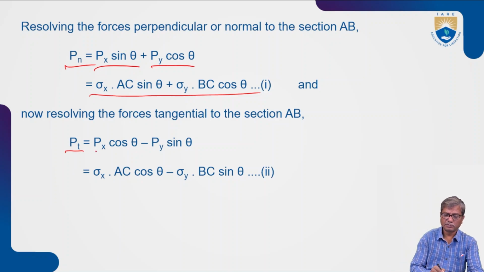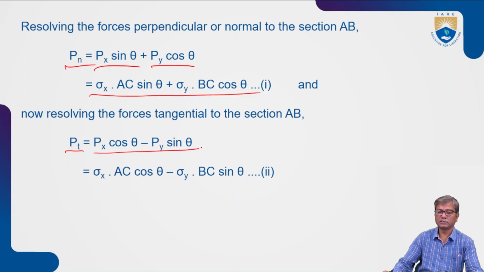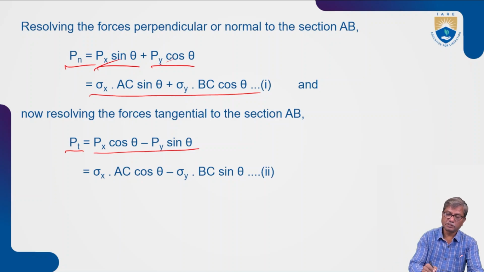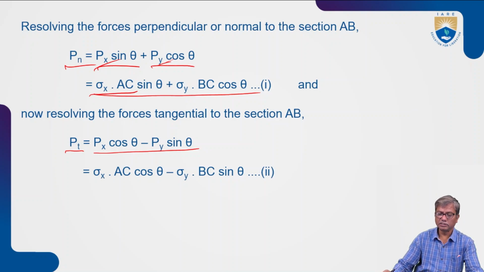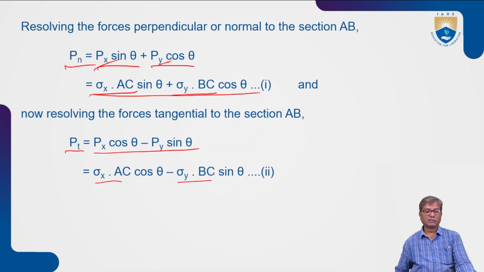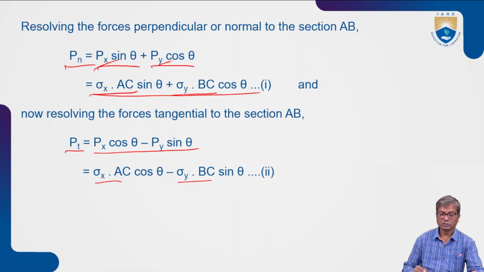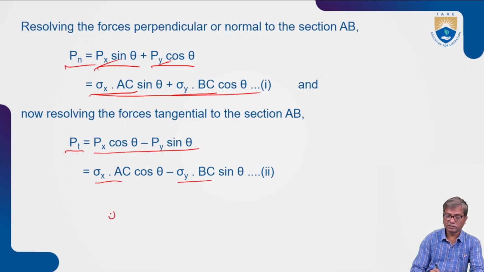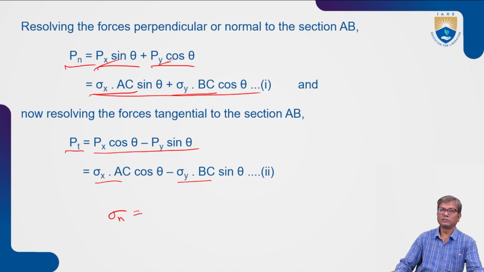Similarly, the tangential component is Px cos theta minus Py sin theta, and you replace Px and Py by sigma x AC and sigma y BC. Similarly, you replace here. Okay. Now, knowing this force, what will be the stress on AB along the normal component of stress?